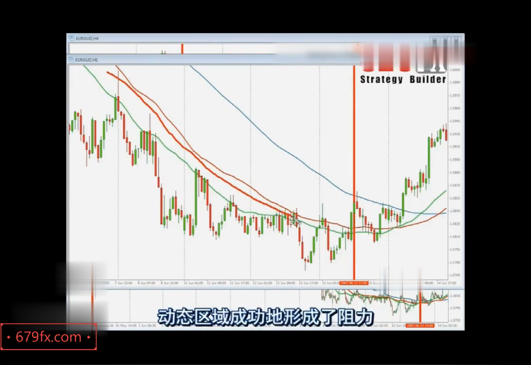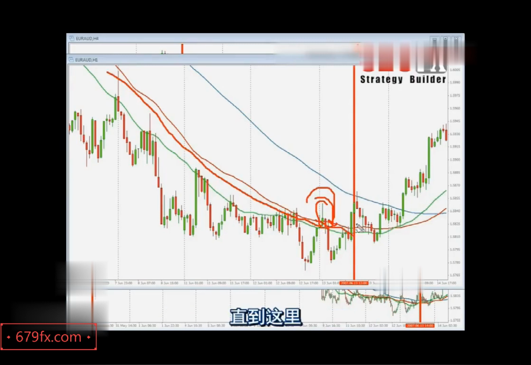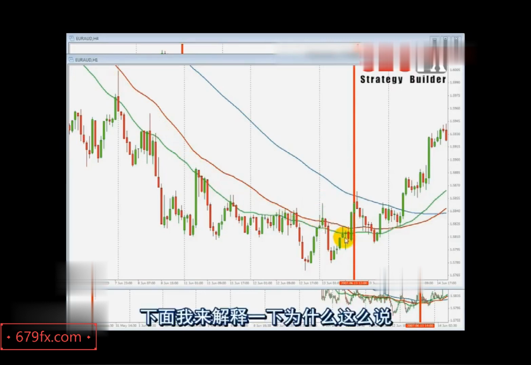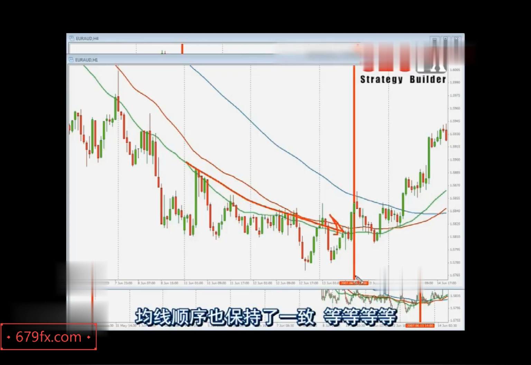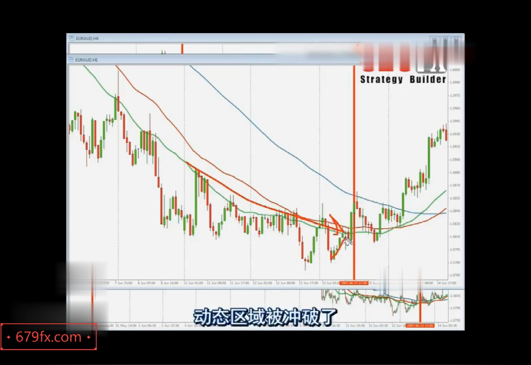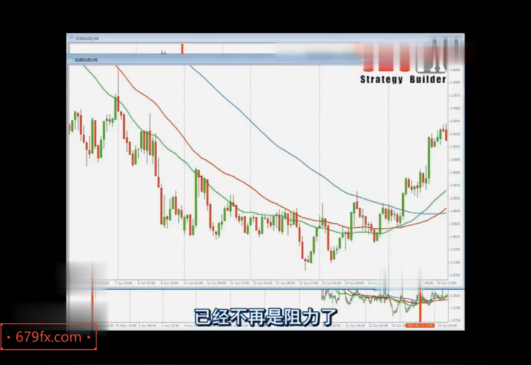The dynamic area is holding price. Yeah, we have a breach above that, but immediately after it goes back down all the way until here. And now let me explain to you why. All the way until here, the moving averages were pointing down, the dynamic area was respected, they were all in order, etc. But at this point, the dynamic area gets breached. Okay, it does not work as resistance anymore. Let me take off this line.